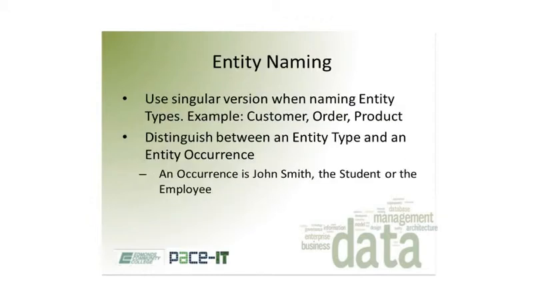So one thing about entities we want to be careful about is we want to name them in a standard manner. We typically use the singular version when naming an entity type. You have the examples of customer as opposed to customers, order as opposed to orders, product as opposed to products. We want to make sure we clearly distinguish between an entity type, which is the thing, and entity occurrences, which would be the rows or instances of the thing. So we'd have John Smith, the student, would be an occurrence of entity type student.